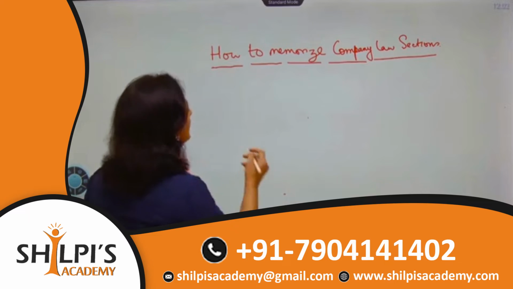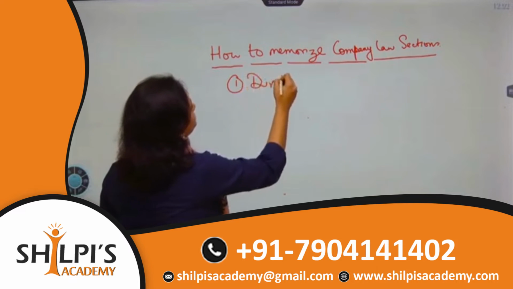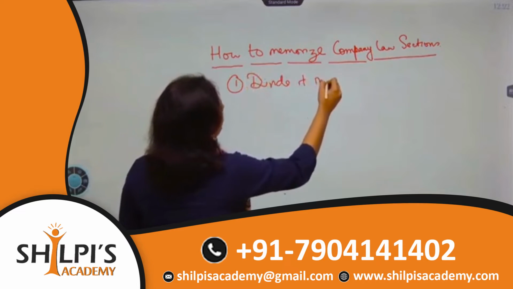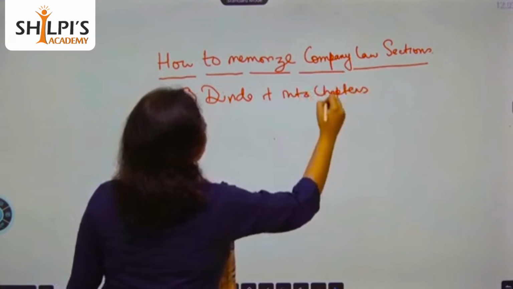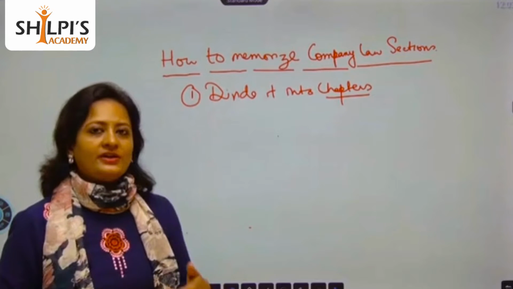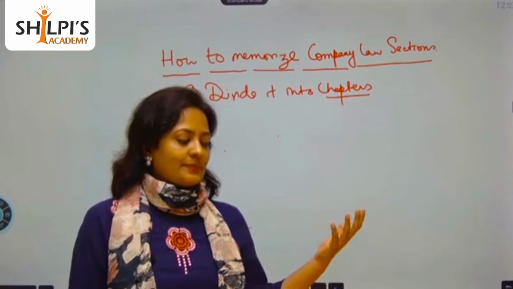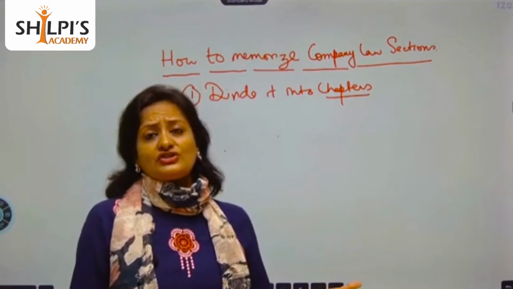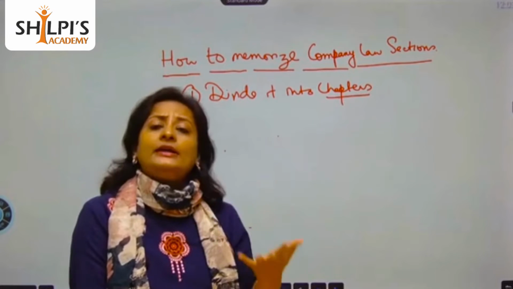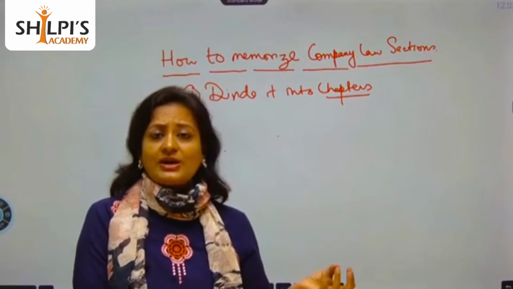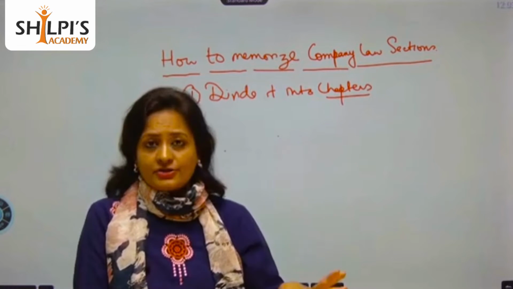So what is the first point on how to memorize it? You have to divide it into chapters. For CA students, you can divide it according to how the Companies Act chapters are. So say for example, if you are dealing with the chapter on directors, chapter 16, you would deal according to that section. If you are dealing with management and administration, chapter 7, that is for CA students. So you stick to the sections which are in that chapter, right?